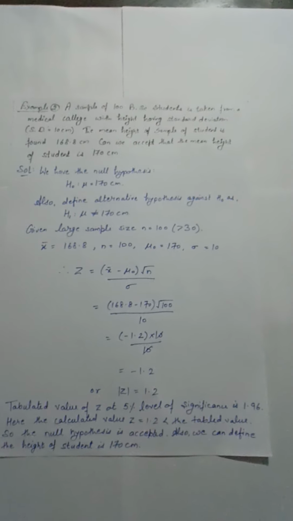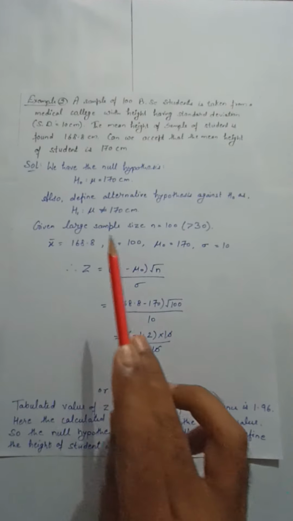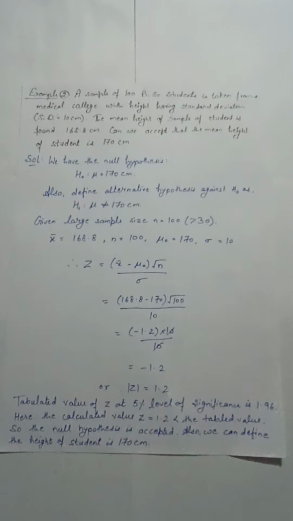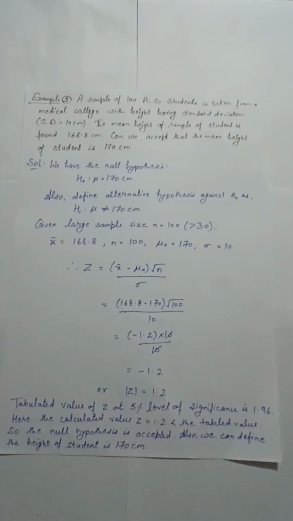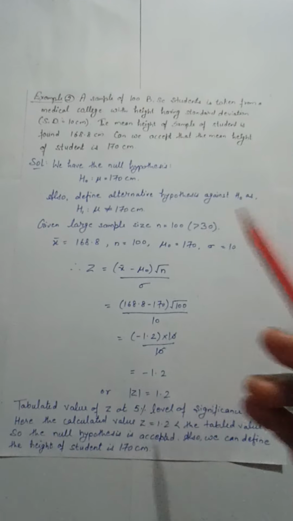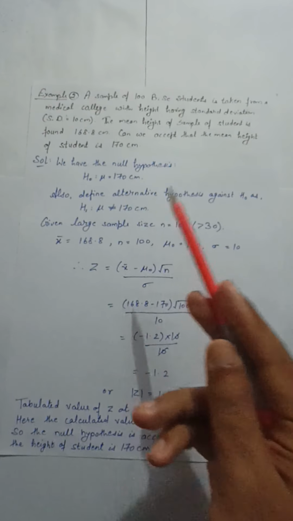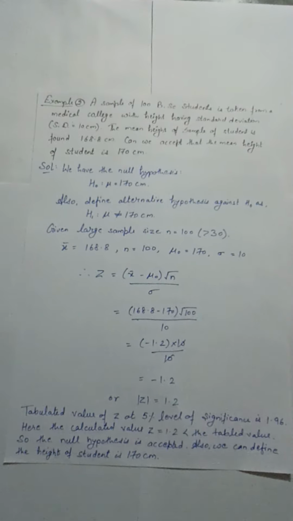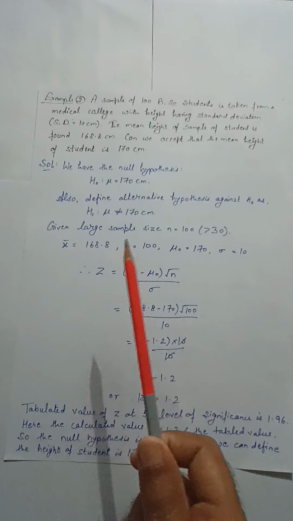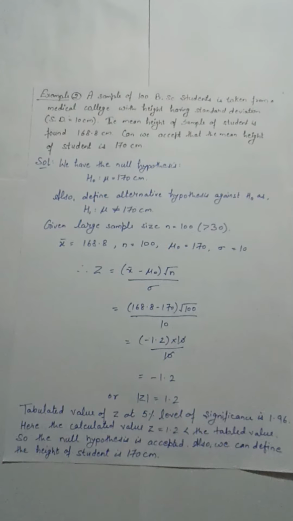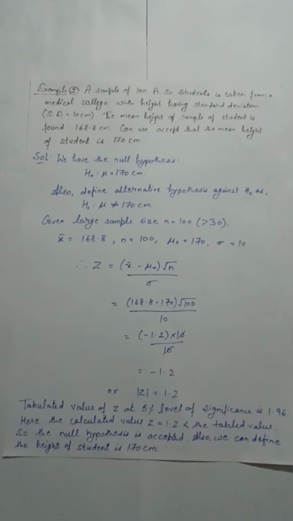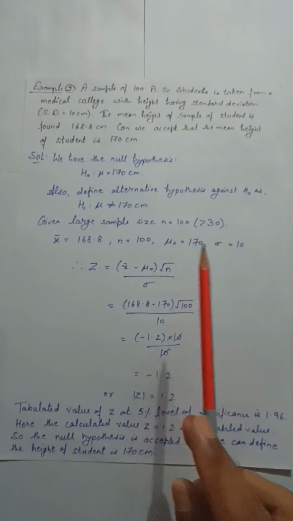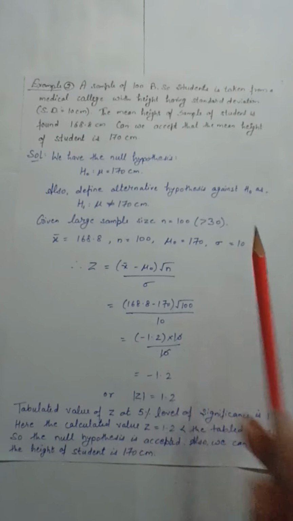So for this we can assume the null hypothesis H naught as mu equals 170 centimeter, to check whether the mean height is 170 centimeter. If it is not satisfied, we will consider an alternative hypothesis against this H naught, as H1: mu is not equal to 170. Now given that the large sample size is n equals 100, which is greater than 30, x bar is 168.8, mu naught, the specified value, is 170, and sigma, the standard deviation, is 10.